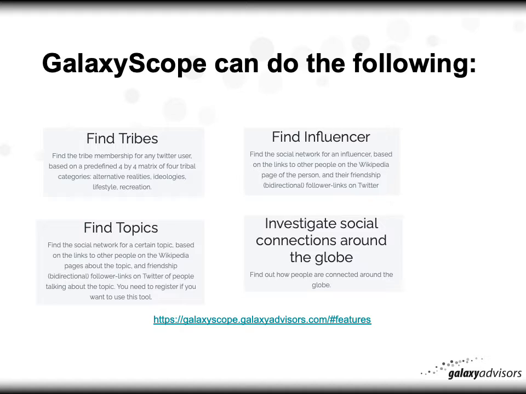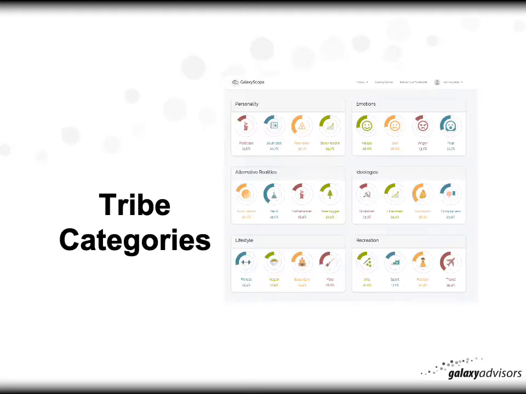You need to register if you want to use this tool. Find influencer: find the social network of an influencer based on the links to other people, again, on the Wikipedia page of the person and their friendship. Again, this is bi-directional follower links on Twitter. And investigate social connections around the globe. Find out how people are connected around the globe. Stay tuned. Let's go through all these possibilities with GalaxyScope.